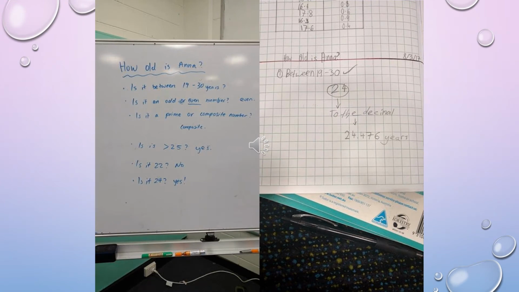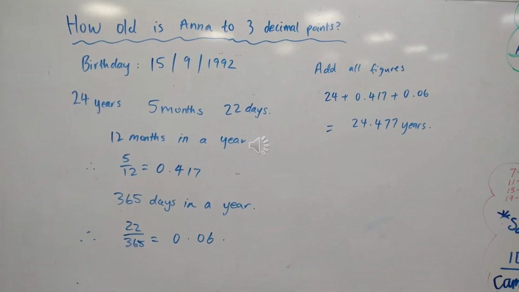To start off the lesson, we played a mini mathematics game called "How Old is Anna?" Students were required to use mathematical questions to work out how old I was. For example, is it an odd or even number? Is it a prime or composite number? Is it higher or less than a particular number? Together with students, we worked out my age to the 100th decimal point.